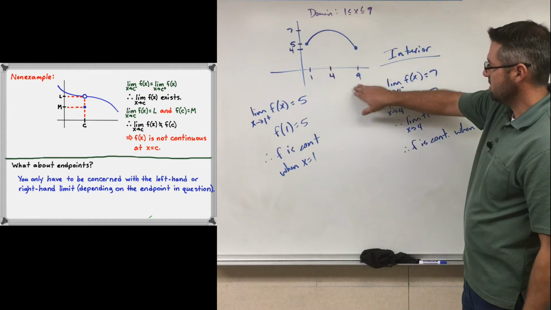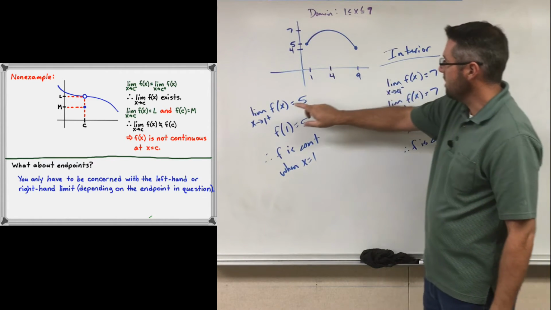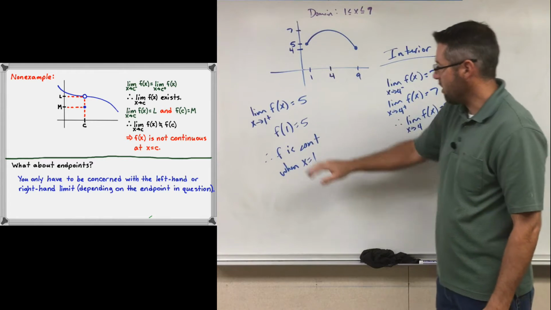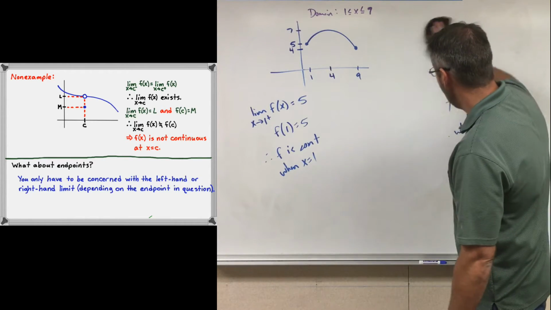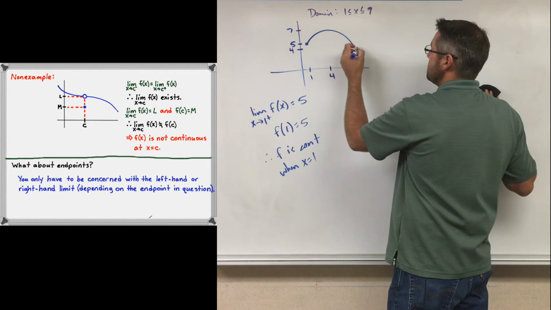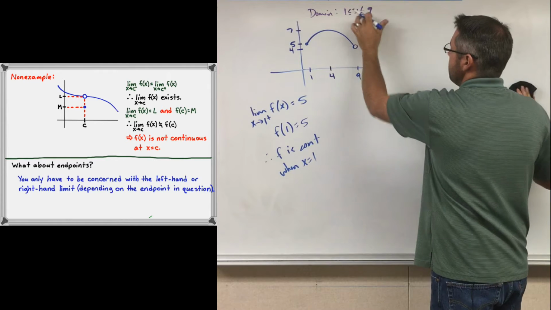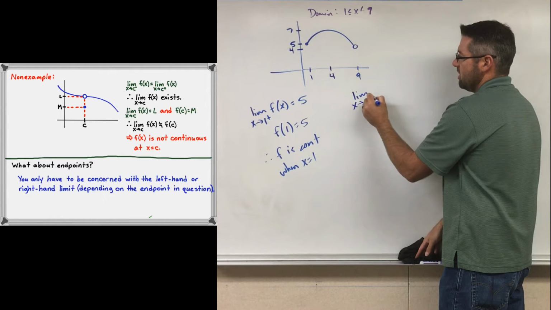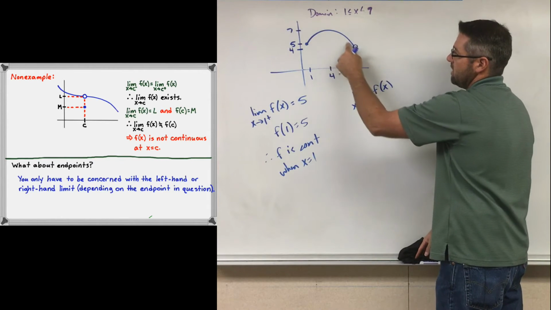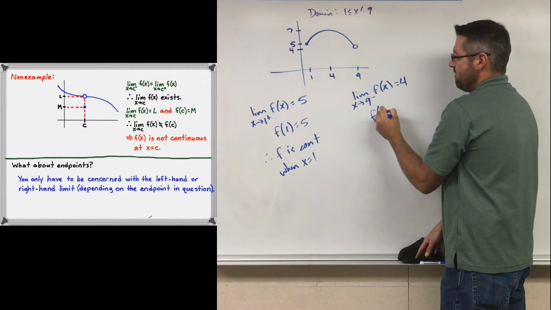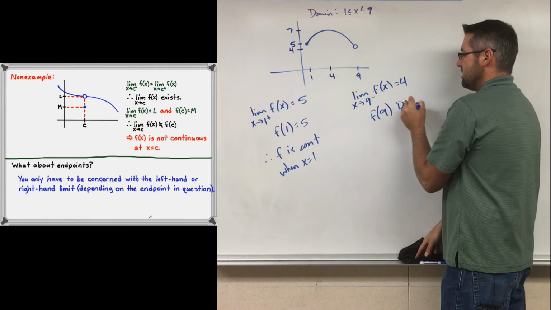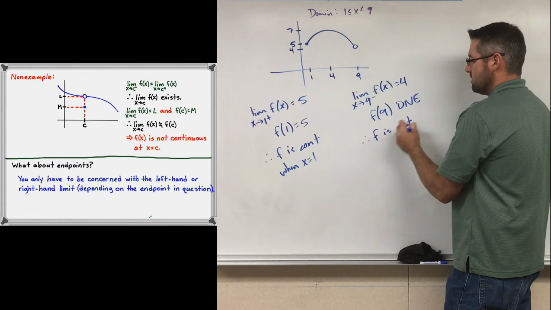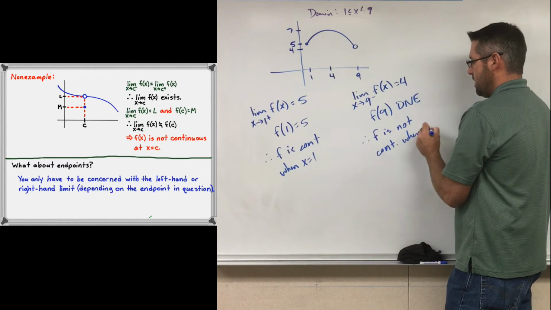So if I did x approaches 9, I would say the limit as x approaches 9 from the left is equal to 4. f of 9 is 4. Therefore, f is continuous when x equals 9. Well, let me look at one more case. I'm going to change the graph a little bit. I'm going to put an open circle here. That changes my domain a little bit. Now what can we say? We could say the limit as x approaches 9 from the left of f of x is 4. But what is f of 9? Well, f of 9 does not exist because there's an open circle there. Therefore, f is not continuous when x equals 9.